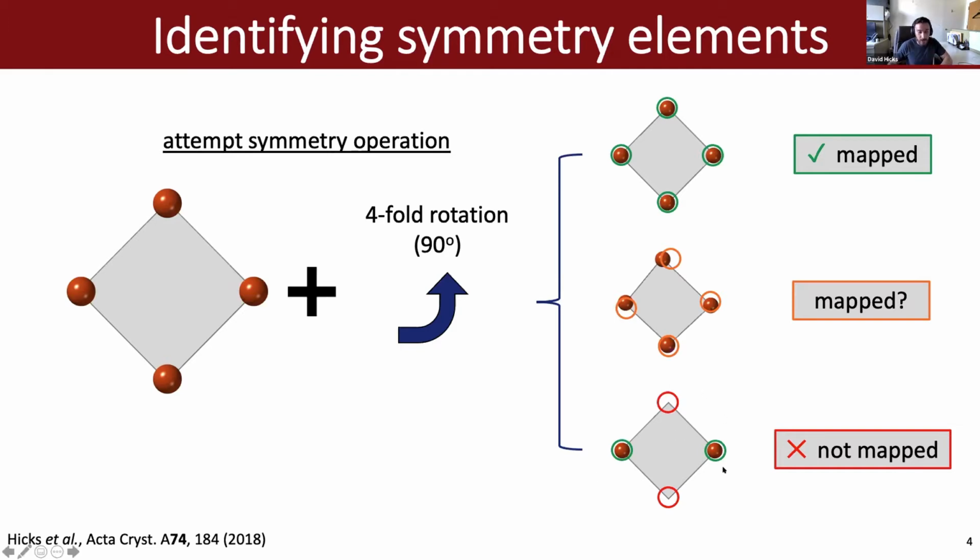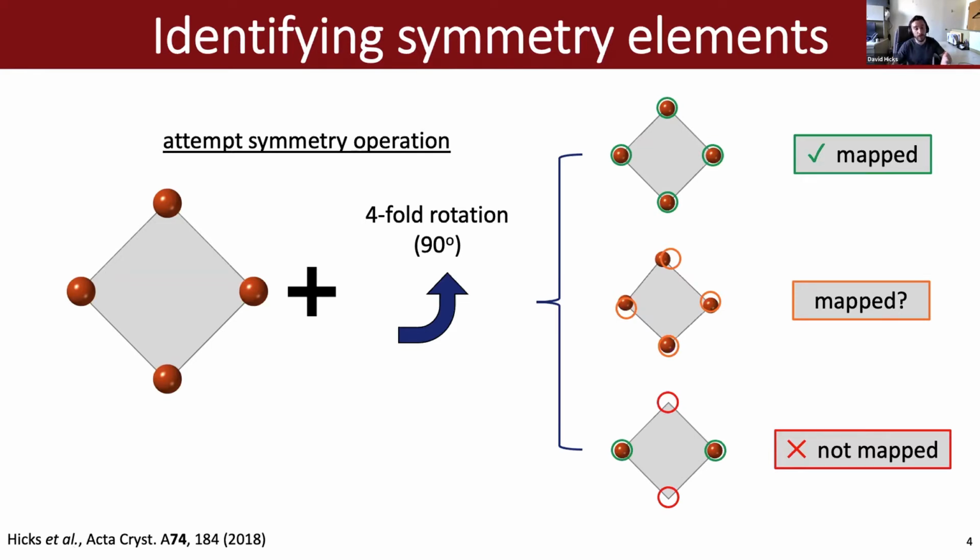On the other hand, we may rotate at the bottom here. We might rotate and we may not land back on atom positions. So obviously in this case, we don't have 4-fold symmetry. But the most realistic case is actually in this middle scenario here, where when we rotate, we're not exactly lined up on the original atom positions.